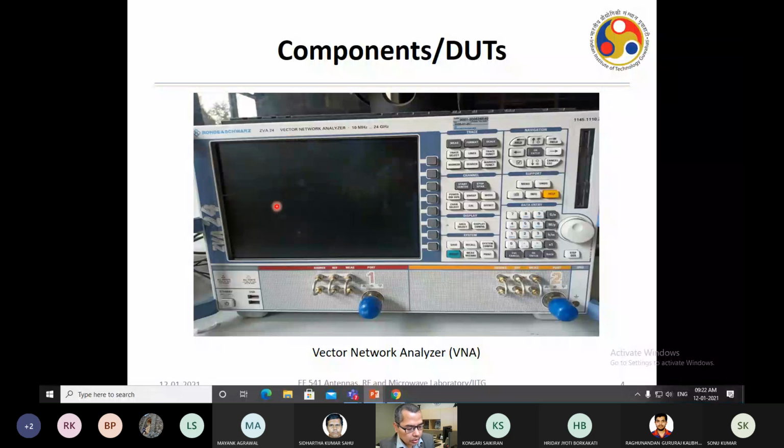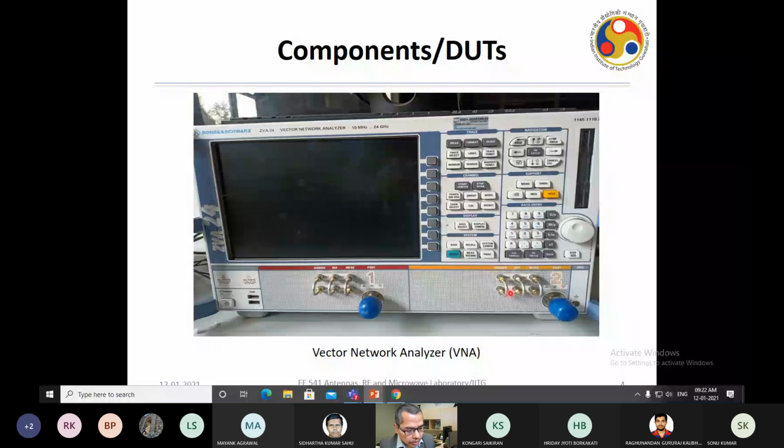So when you use this analyzer, you should do it with utmost care. This is called Rohde and Schwarz ZBA24. 24 means you can measure up to 24 gigahertz. You can measure your scattering parameters from 10 megahertz to 24 gigahertz. You can also see that there are 2 ports here. This is port 1, this is port 2.